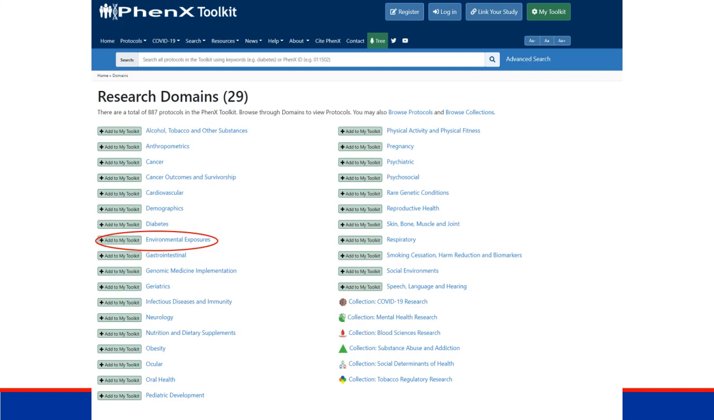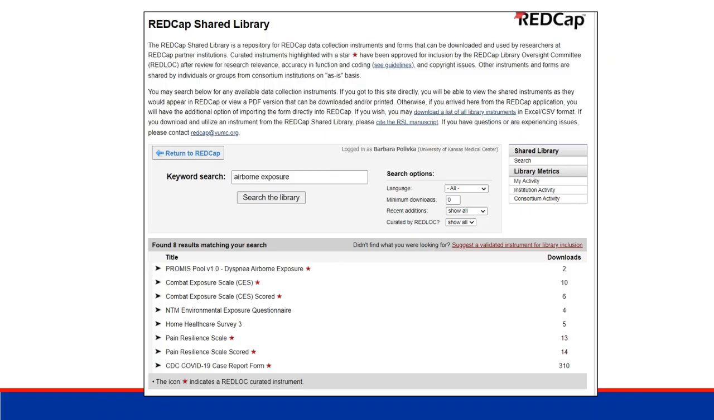And you can see here all of the other domains within the FENEX Toolkit, but we primarily focus on the environmental exposure domain. But you can also look at respiratory, for example, if you're interested in asthma, as I am, cancer, if that's your area, maternal child, if that's your area. So there's a lot of different areas in here that you can look at.